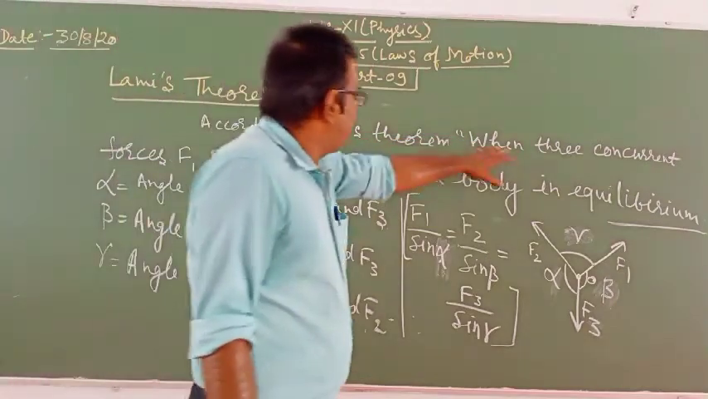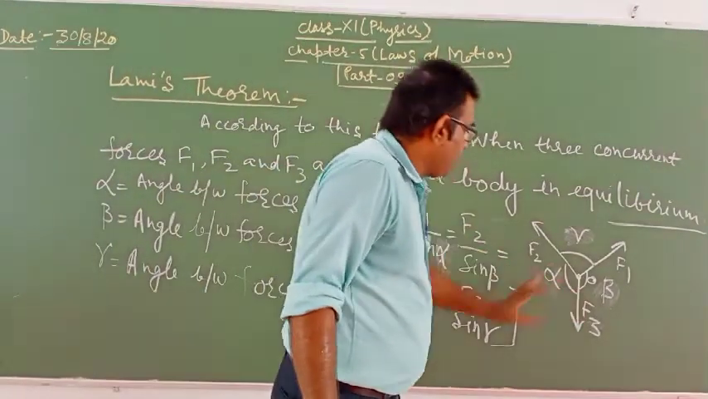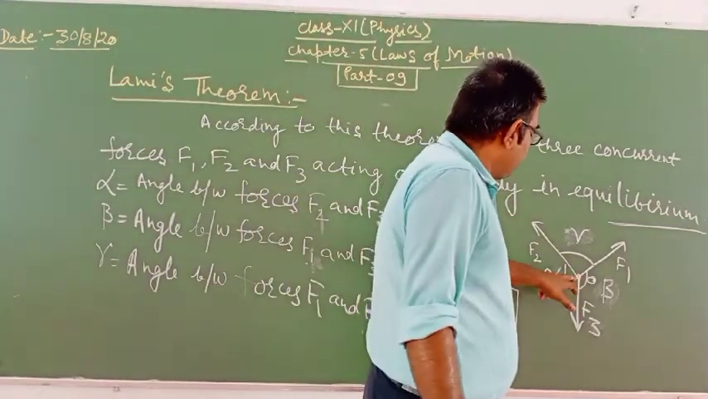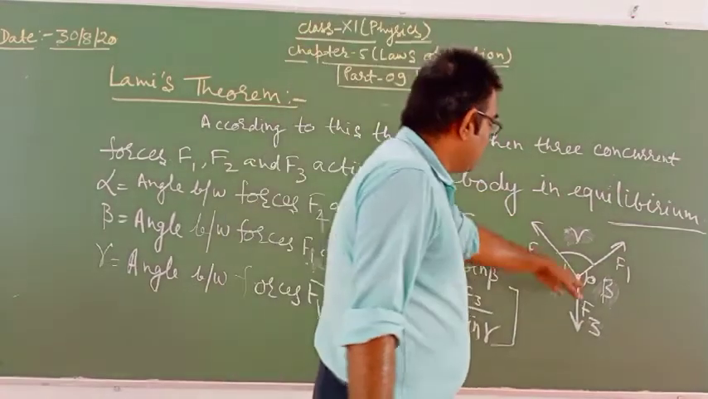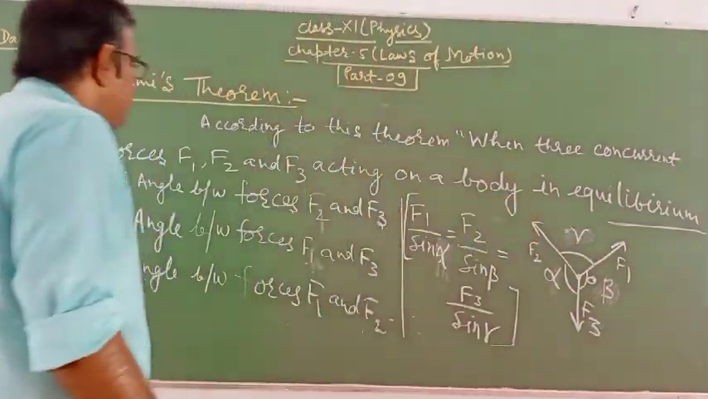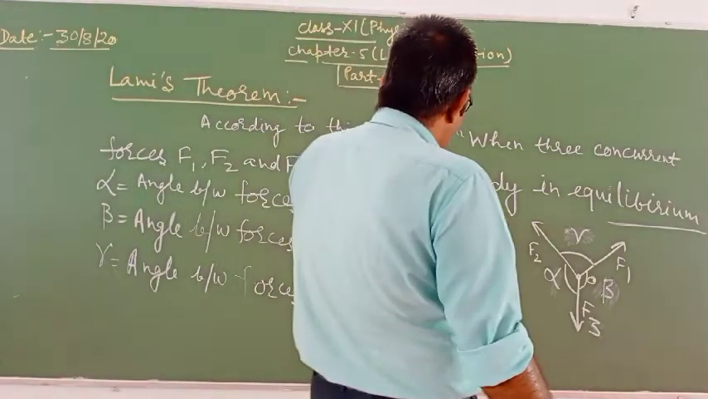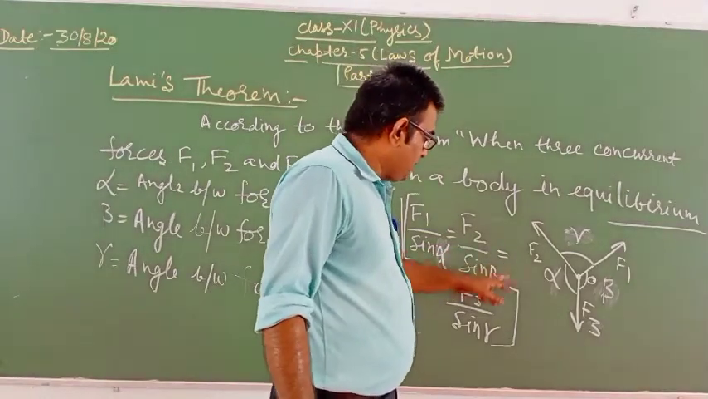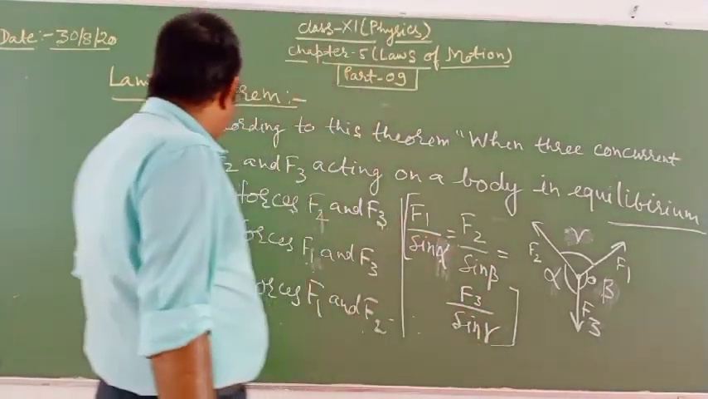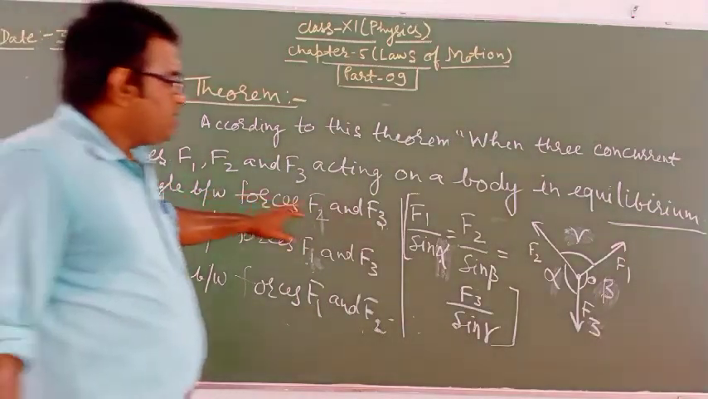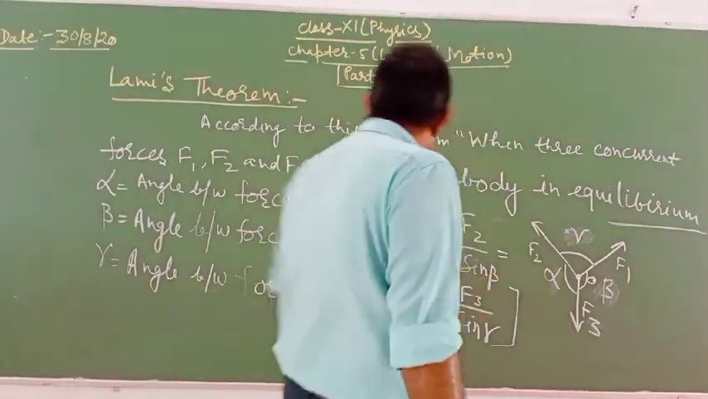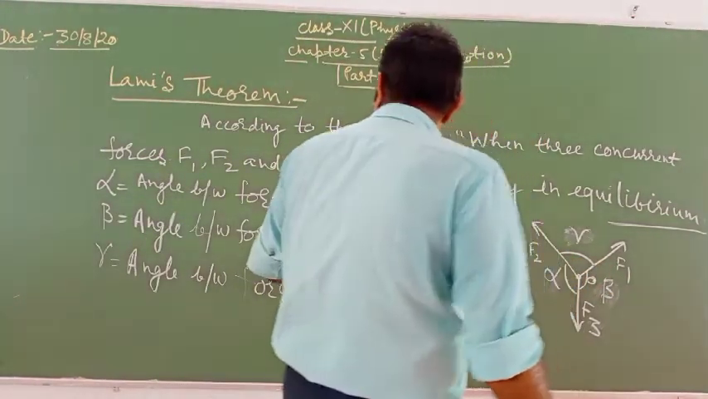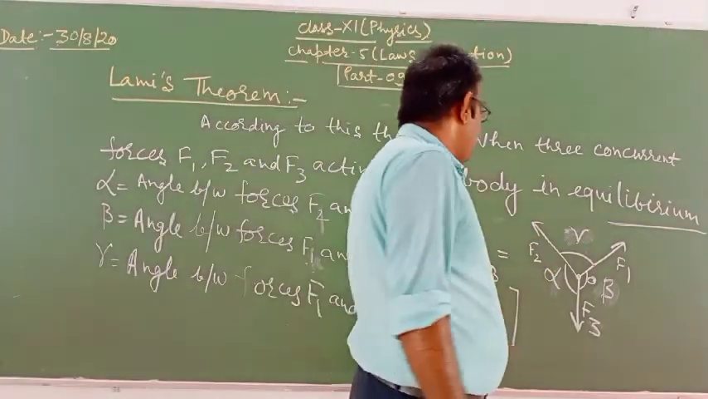According to this theorem, when three concurrent forces, F1, F2 and F3, act on a body placed at point O, and the body is in equilibrium under the effect of these forces, then according to Lami's theorem we can write F1 upon sine alpha equal to F2 upon sine beta is equal to F3 upon sine gamma, where alpha is the angle between F2 and F3, beta is the angle between F1 and F3, and gamma is the angle between F1 and F2.